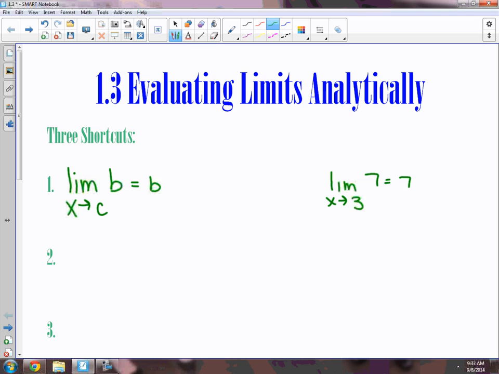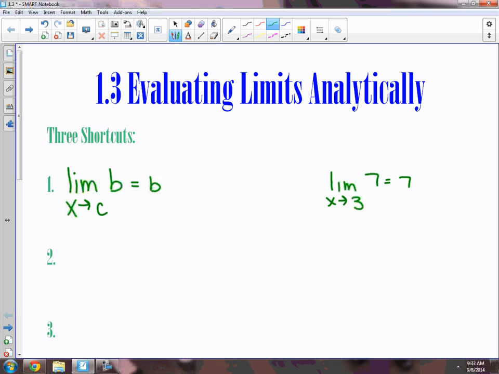Those are the ones you hope I put a lot of on your homework and your tests, because those are the easy ones. The limit of 5 as x approaches 20: 5. The limit of 102.7 as x approaches 1: 102.7. So that's what that first shortcut is.